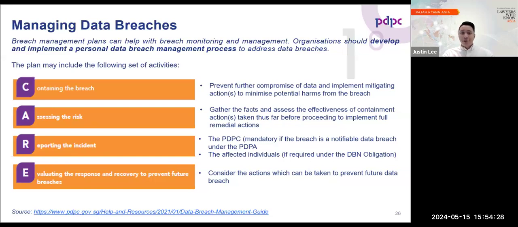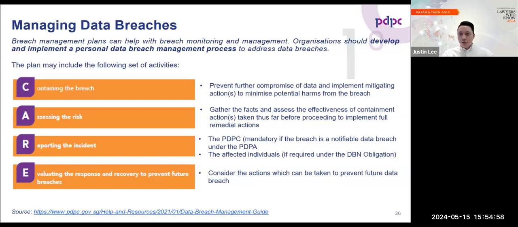Next, assessing the risk. So having limited the harm, having addressed the immediate impact of the breach, you need to assess the risk. So figure out what happened, how exactly did we get attacked, what was the vulnerability that was exploited, and what we've done so far. Is it effective? Have we actually contained the breach, or is there more that we need to do to further mitigate the impact of the incident? Or what else needs to be done?